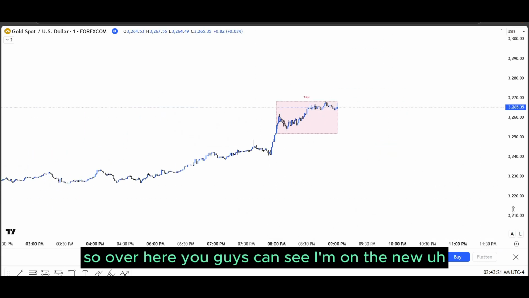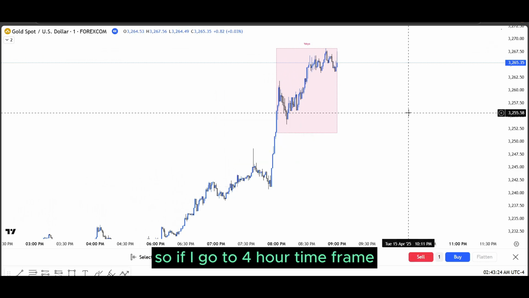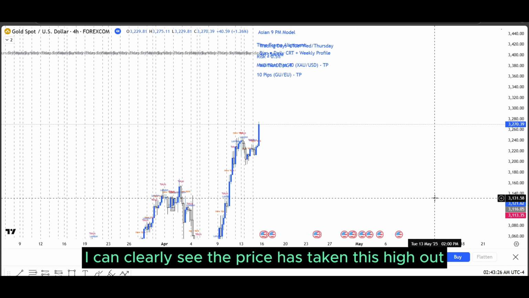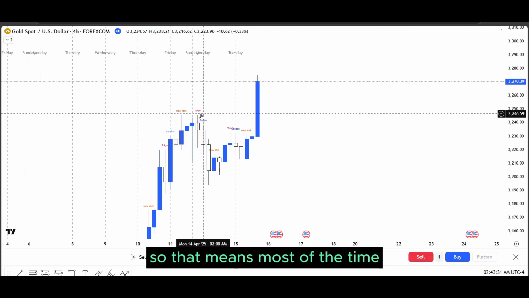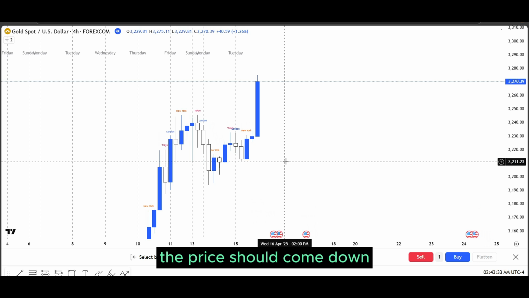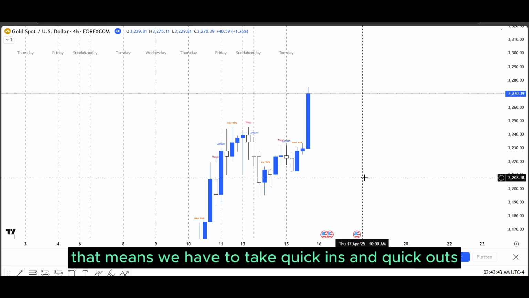Okay guys, over here you can see I'm on the Tokyo session, that means the Asian session. If I go to the 4 hour time frame, I can clearly see the price has taken this high out. That means most of the time the price should come down, but we are going to go with quick ins and outs. The strategy is the 9 p.m. model, so we should be quick and aggressive. That means we have to take quick ins and quick outs.